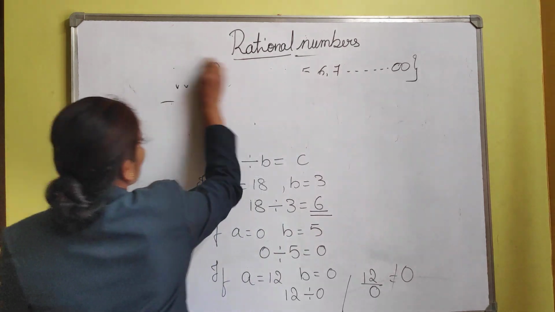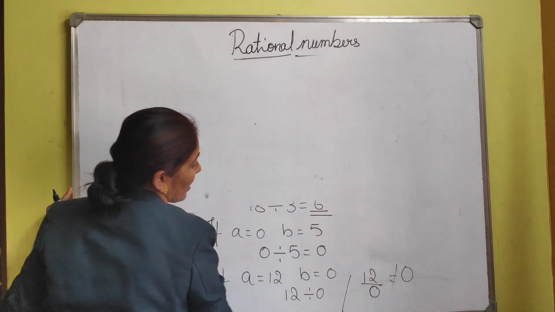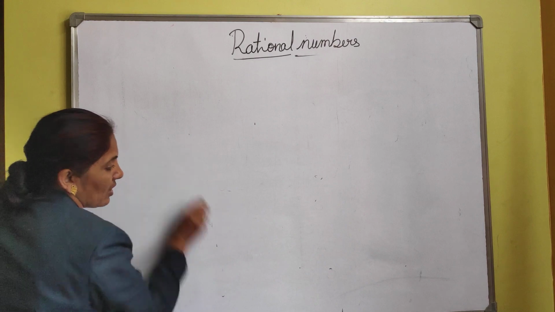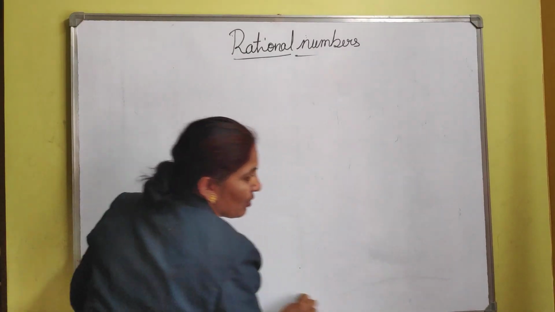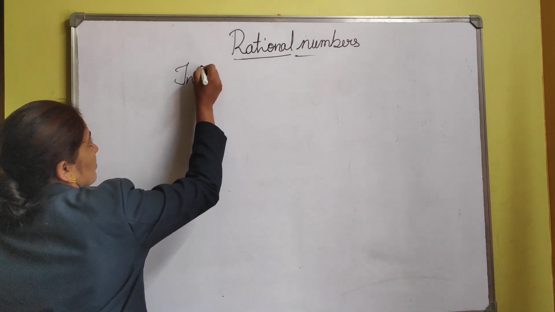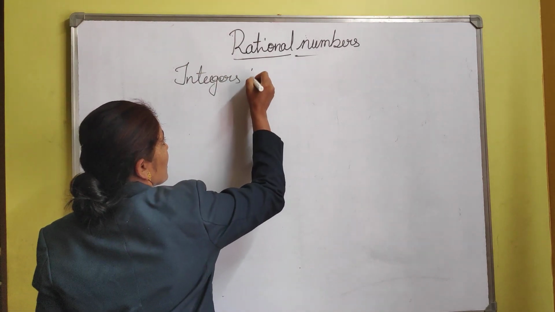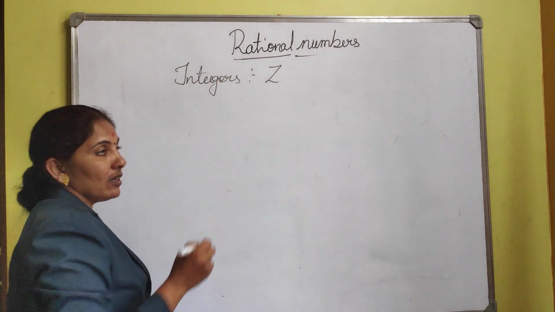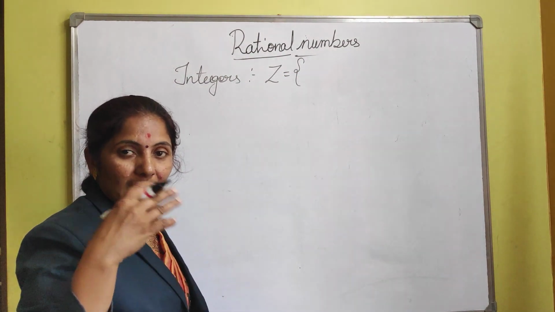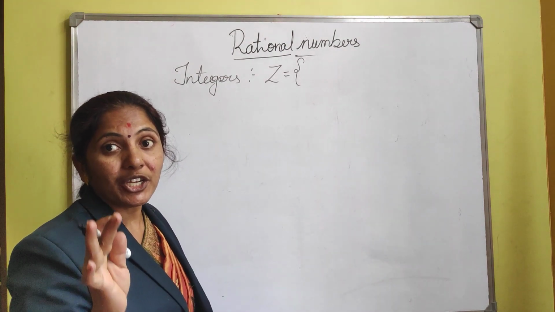So now first of all, let us recall what these integers are. We know what counting numbers or the natural numbers are. We also know what the whole numbers are. So when I say integers, what are these integers? Integers are denoted by the letter Z, which is a combination of the whole numbers and the counting numbers, along with positive and negative numbers.